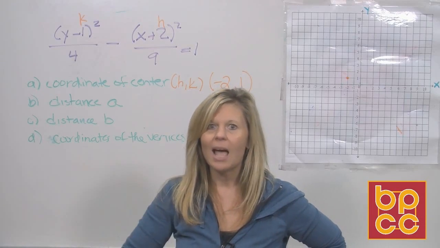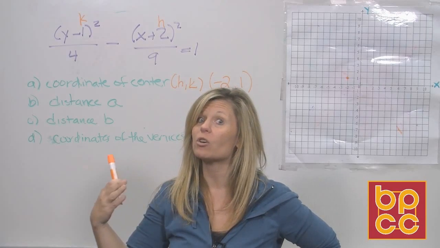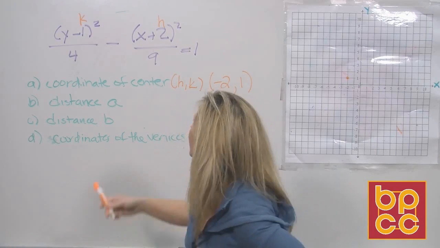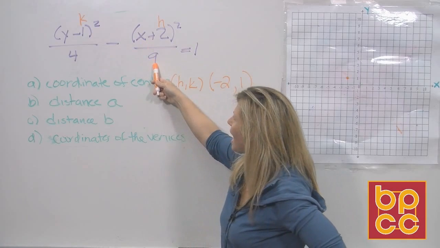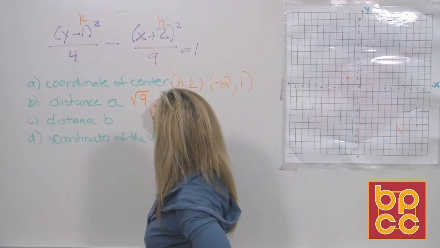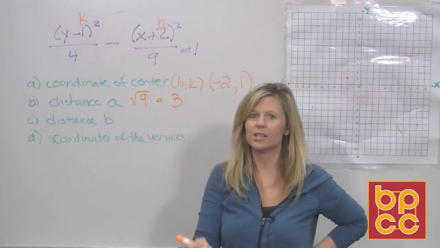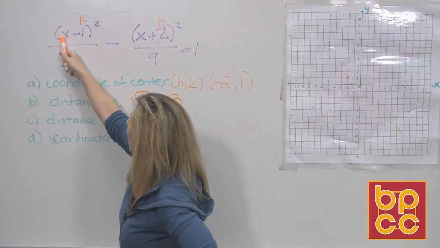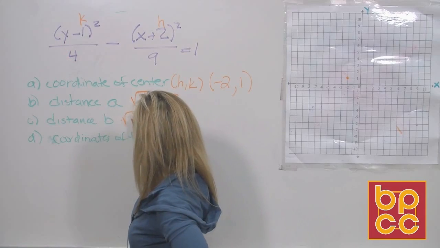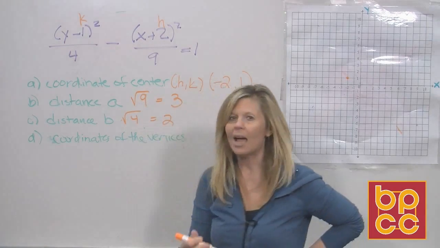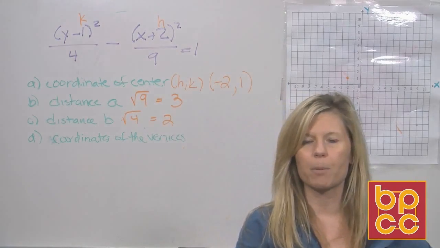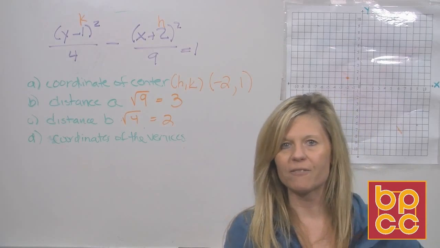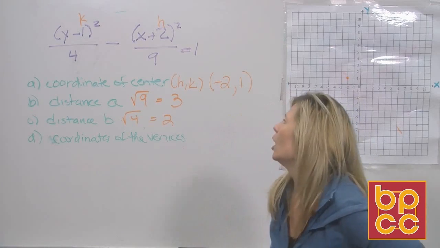I'm telling you, distance A is always underneath x. Here is x. So distance A is going to be the square root of 9, which is 3. Distance B is always going to be underneath y. Here is y. Distance B is going to be the square root of 4, which is 2. And yes, we try to give you numbers that are perfect squares so you can graph it nicely.